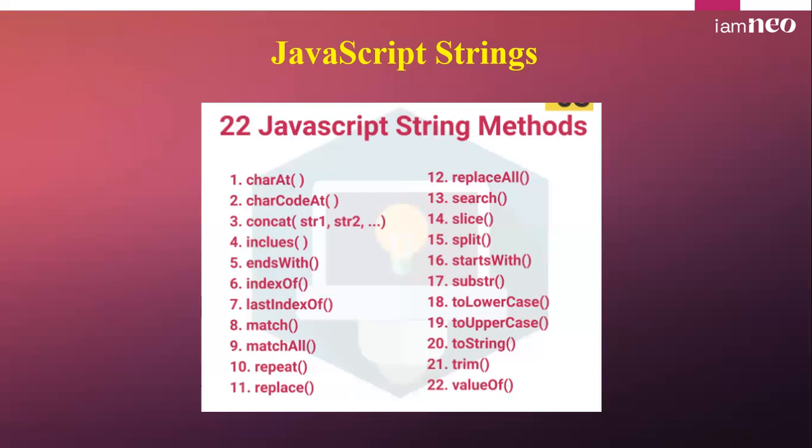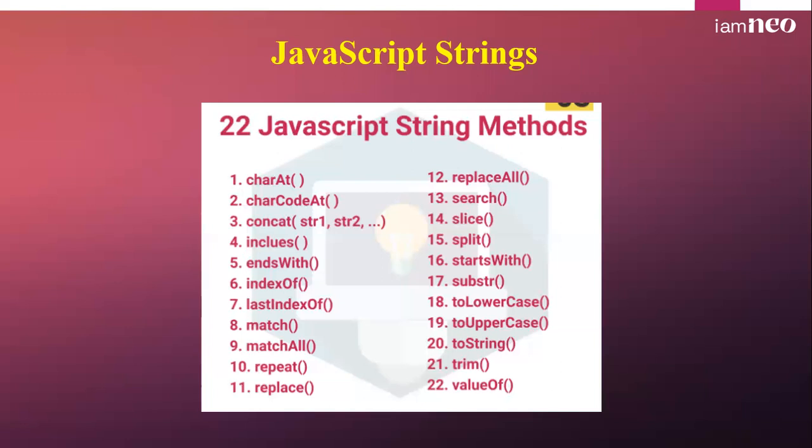Last index of will return the last index of the corresponding character in the string. Match will return the match value, matched location, position of the substring or character which is given within the brackets. Match all will return all the positions. So the difference between match and match all is, match will return the first position, match all will return all the possible positions.